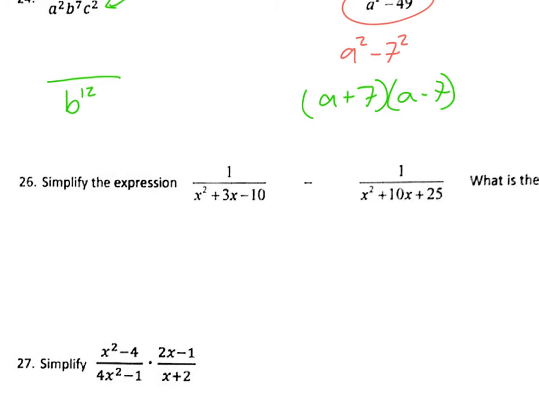Next one, simplifying the expression. Try to factor these out first, see what you get, and remember, we have to make the denominators the same in order to be able to subtract two fractions.